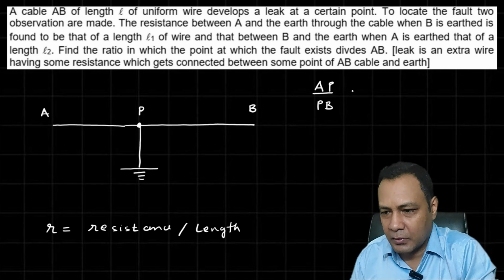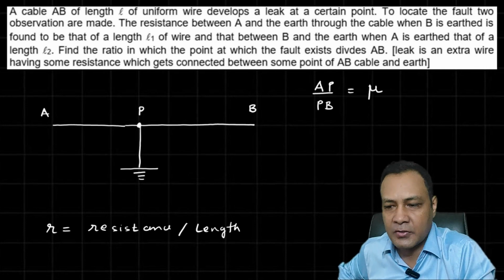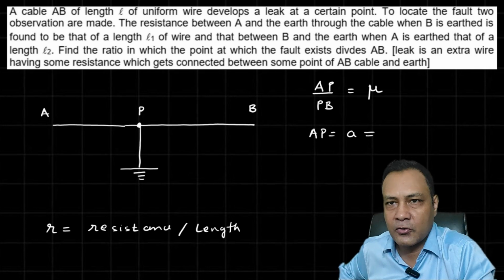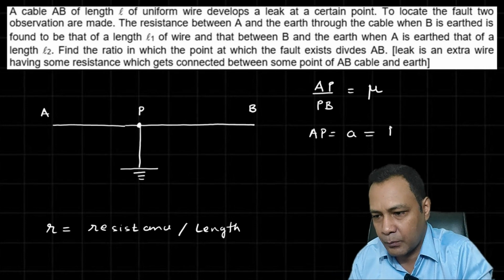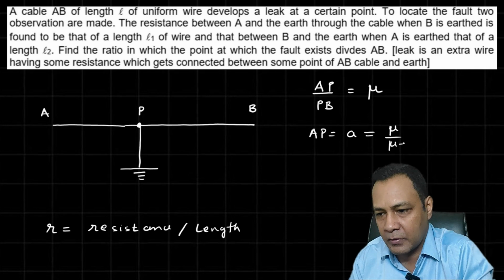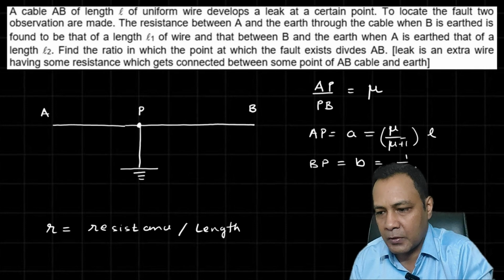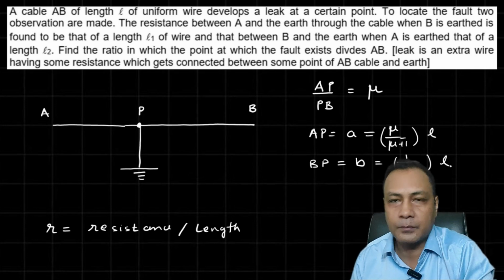Let me assume that the required ratio is mu. AP plus PB, that is the total length of the wire, is L. Let me assume the length AP to be A. It is dividing in the ratio mu to 1. So AP is equal to mu upon mu plus 1 into L, and BP, say B, is equal to 1 upon mu plus 1 into L.